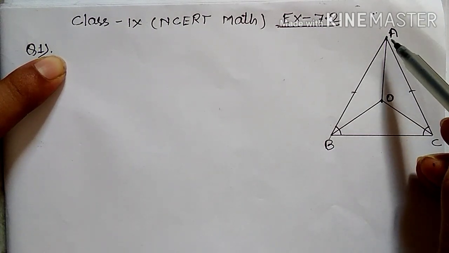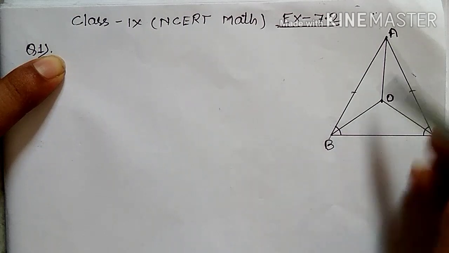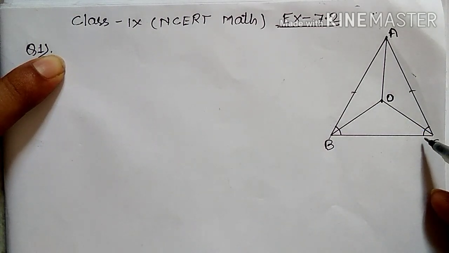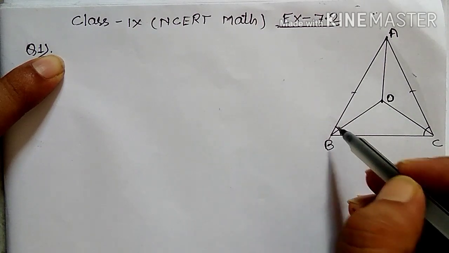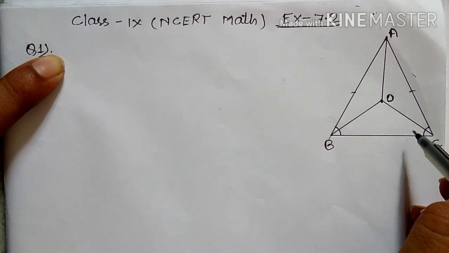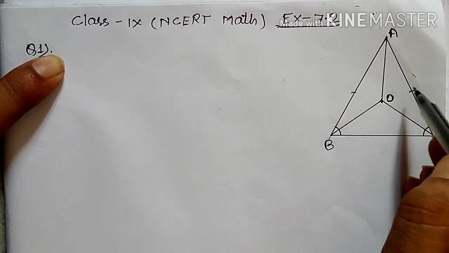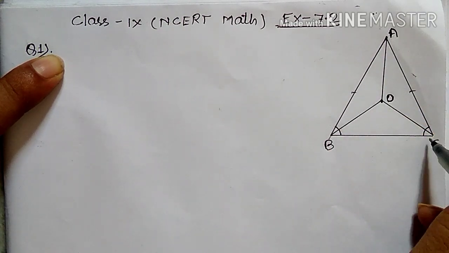Here it is given triangle ABC is an isosceles triangle. Isosceles triangle means two sides are equal. Here it is given AB is equal to AC. So angle B is equal to angle C, because angles opposite to equal sides are equal. This side and this side are equal. The opposite angle of this side is this angle, and the opposite angle of this side is this angle. So angle B is equal to angle C.